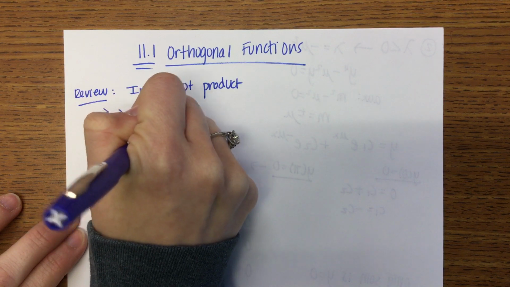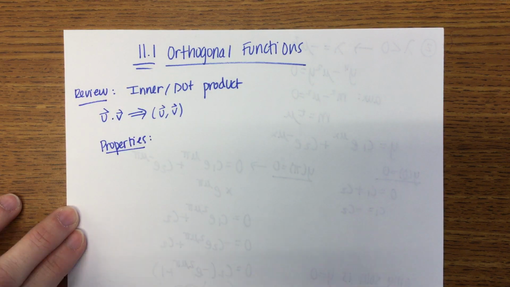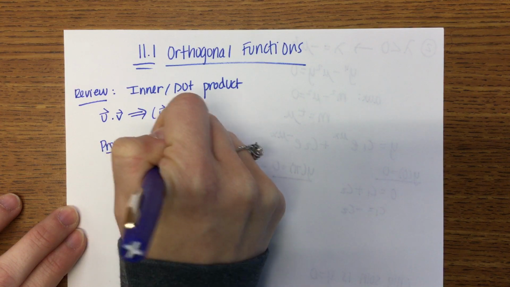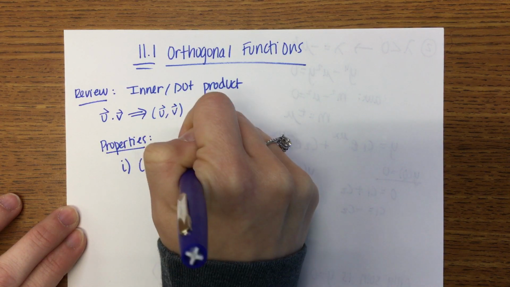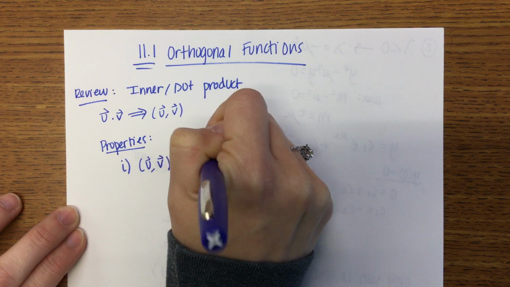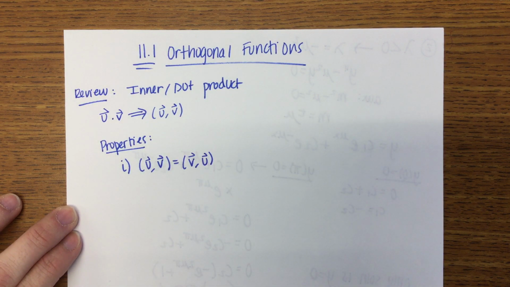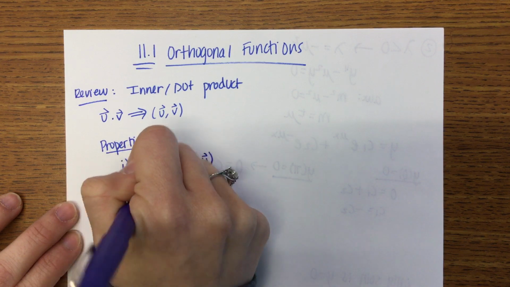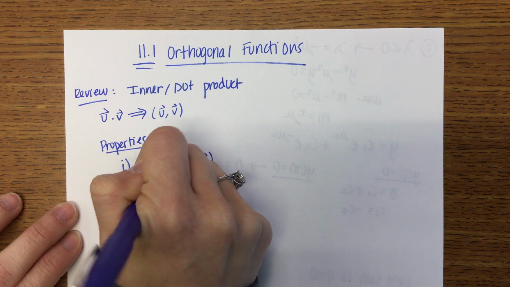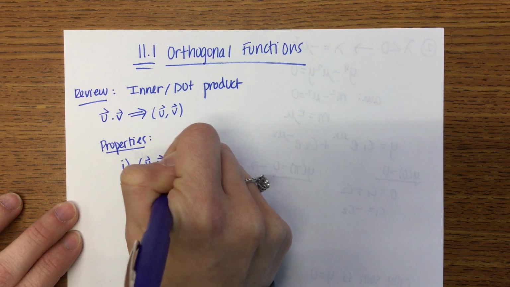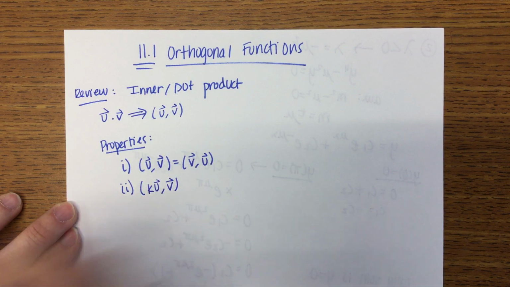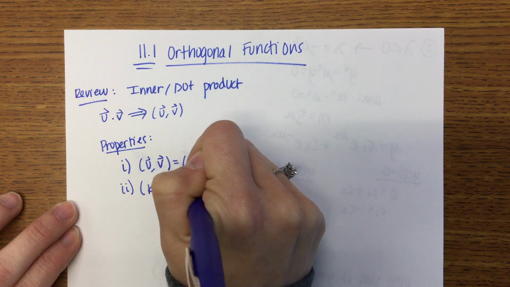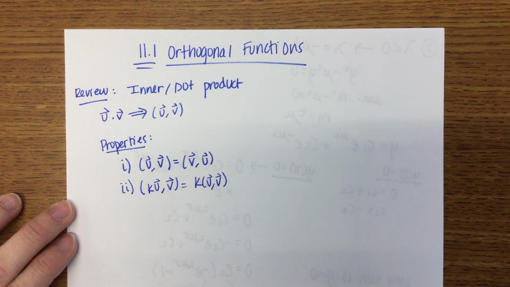I want us to remember some properties of the dot product. First one, if I take u and I dot it with v, I'm going to end up with the same result as if I took v and dotted it with u. Second property, if I take u and I multiply it by some constant k and I dot that with v, that's the same as if I dotted u with v and then multiplied by that constant k.